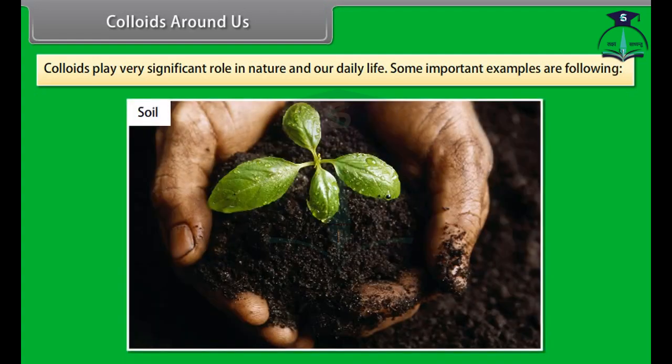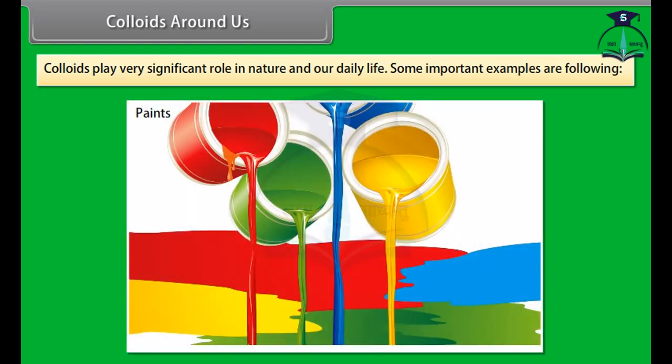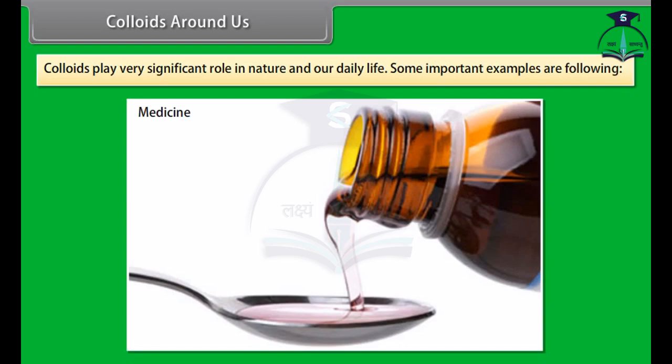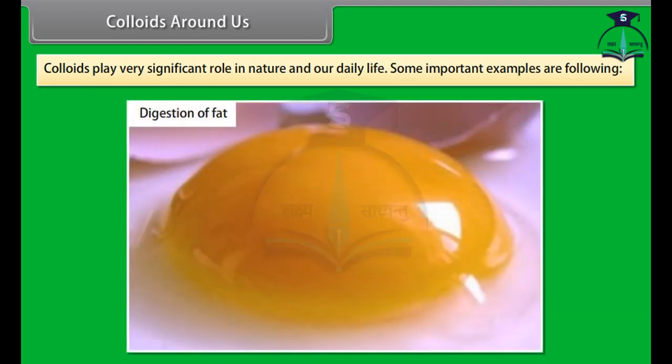Soils. Fertile soils are colloidal systems, and on account of their colloidal nature, soils adsorb moisture and nourishing materials for plants. Paints. All paints are colloidal dispersions of solid pigments in a liquid medium. Medicines. Many medicines are colloidal in nature. The medicines in colloidal form are easily adsorbed by body tissues and are more effective. Digestion of fats. The digestion of fats is aided by emulsification.